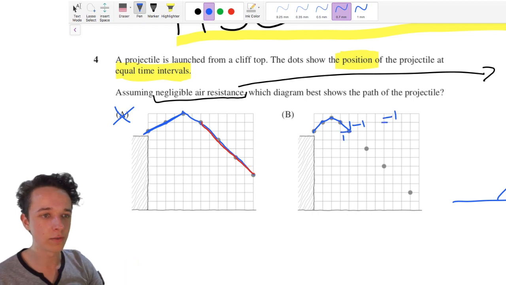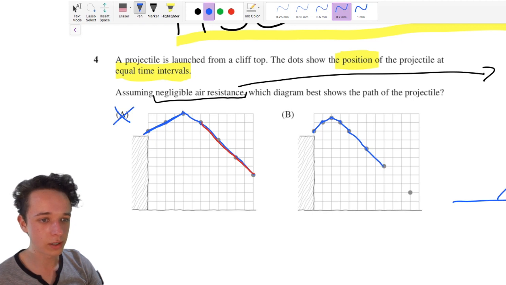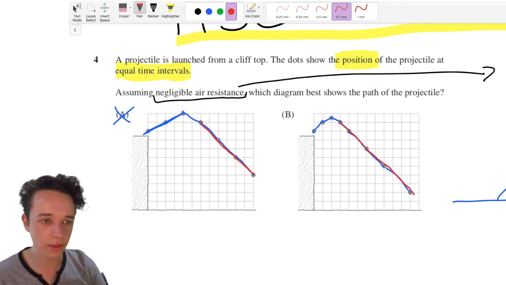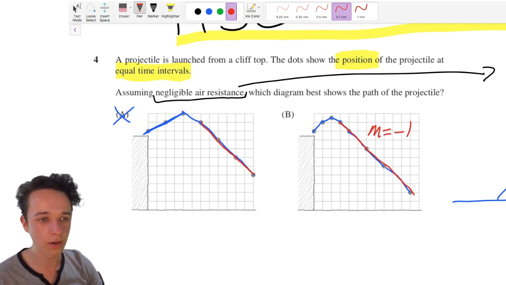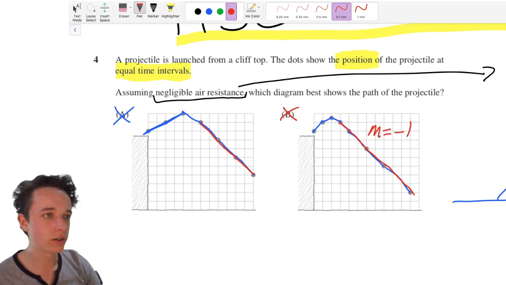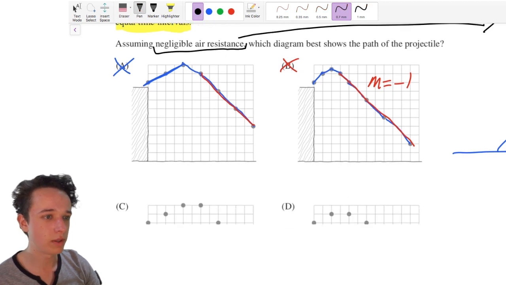And so -1 over 1 is equal to -1. So this little bit of line here has a gradient of -1. This also has a gradient of -1 because its rise is -2 and its run is 2. This here also has a gradient of -1. This here also has a gradient of -1. So this entire interval here is a straight line with gradient equal to -1. So we can cross out option B because that ain't no parabola.